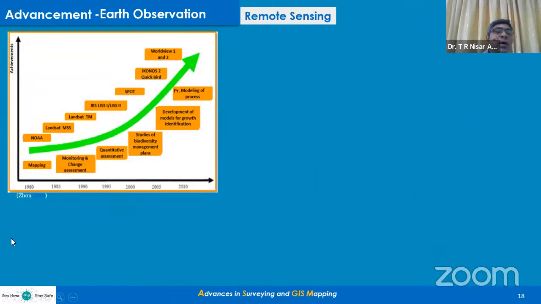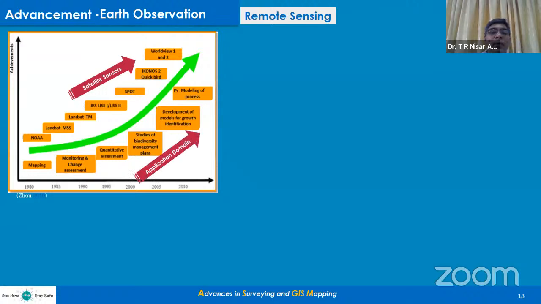So this is the slide which shows how the technology development has taken place, especially from the satellite Earth observation and images concerned. In 1960, with the NOAA satellite and Landsat, the application was limited only to mapping. Over the 1990s, monitoring and change detection started with IRS, qualitative assessment started with SPOT and IKONOS, and the development of models for growth identity started. Whereas now, with current high resolution images, especially WorldView 2 and WorldView 3, forecasting models have started.